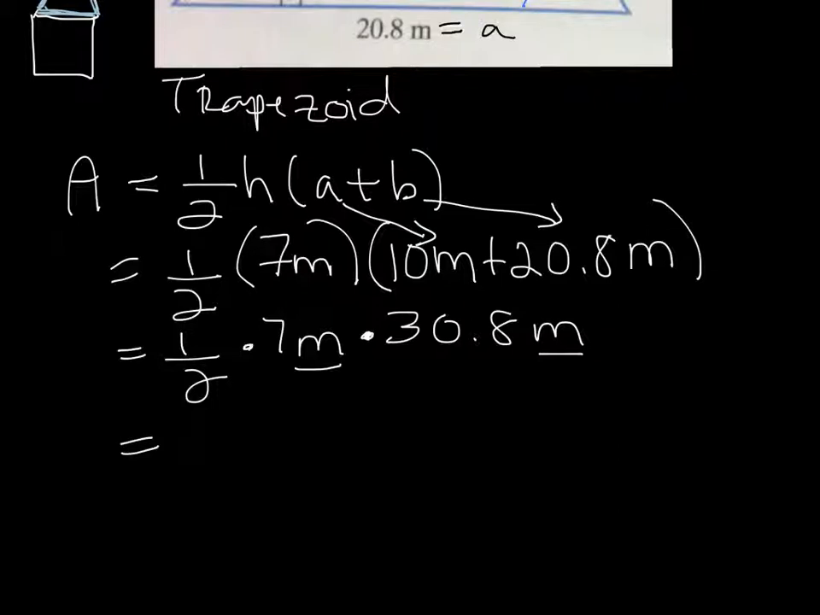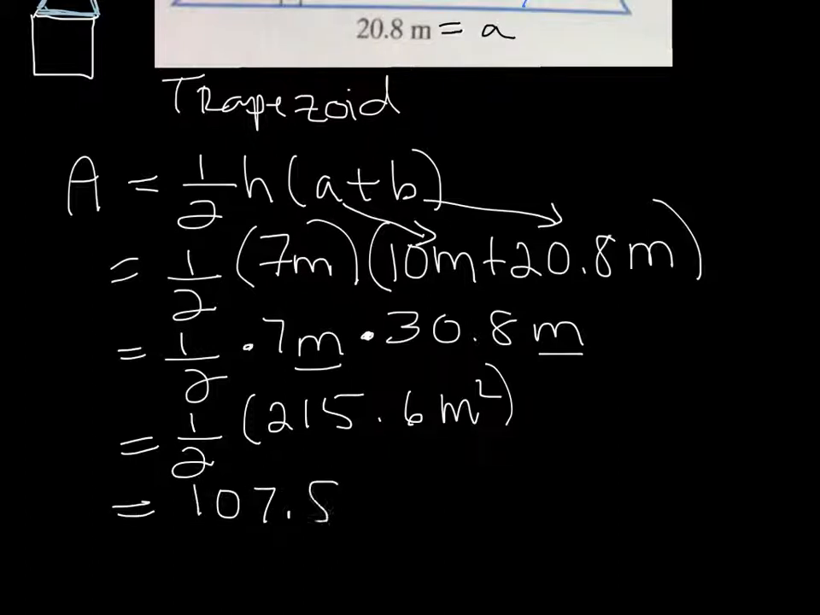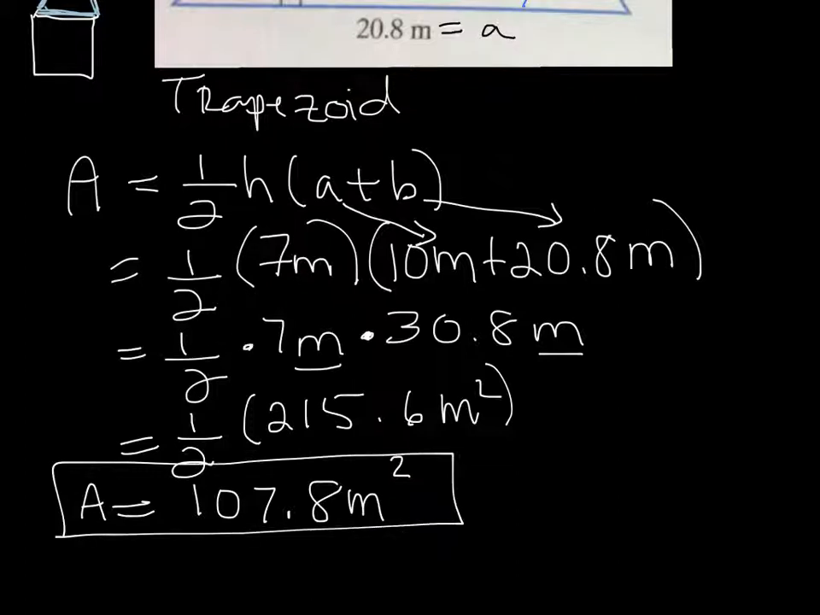So I'll go ahead and punch in 30.8 times 7, and let's write it out. I get 215.6 meters squared. And then I'm going to cut that in half, so I'm just going to hit divide by 2 in my calculator. And then I get 107.8 square meters. So the area of that trapezoid is 107.8, so about 108 squares.